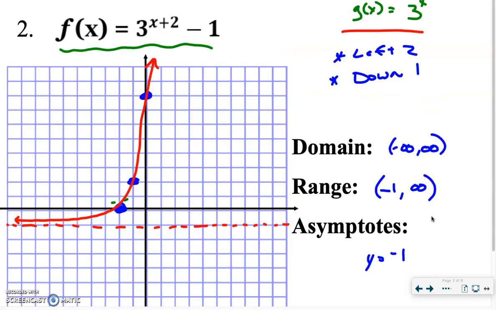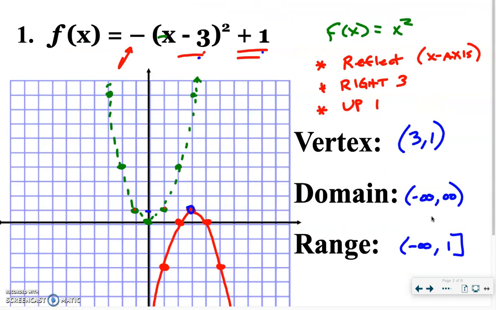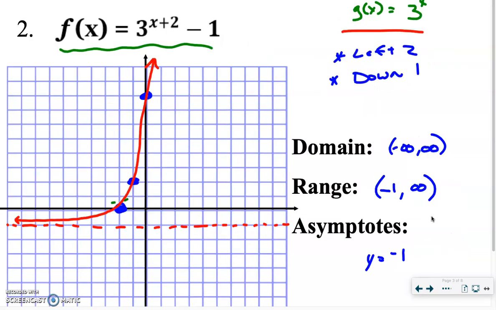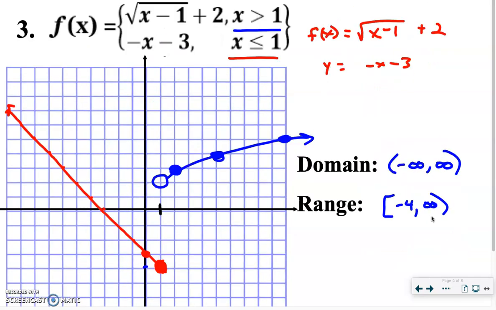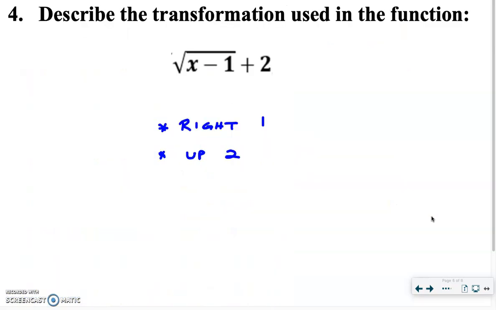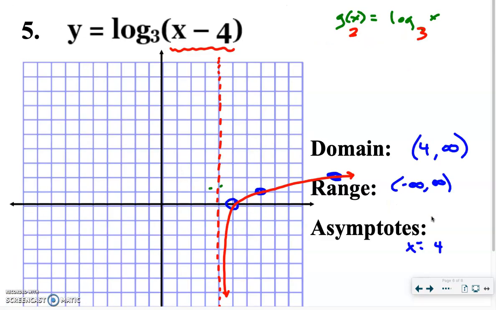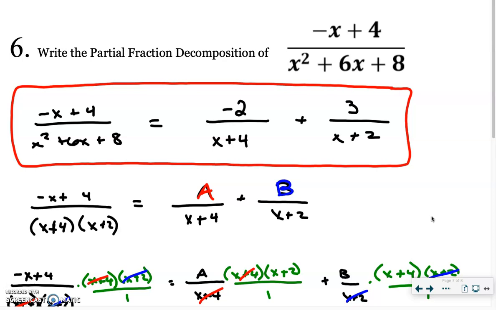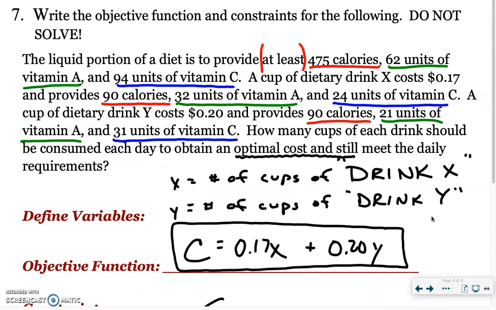Again, going with the quick click through, we definitely need to know how to graph a quadratic. We need to know how to graph an exponential. We need to know how to graph a piecewise function. We need to know how to describe transformations. We need to know how to graph a logarithm. We need to know how to do the partial fraction decomposition, as well as the linear programming problem setup. Not the full-on problem, but the setup. Not only do we need to know how to do all of the graphing, but again, the domain, the range, the asymptotes, all of that fun stuff.